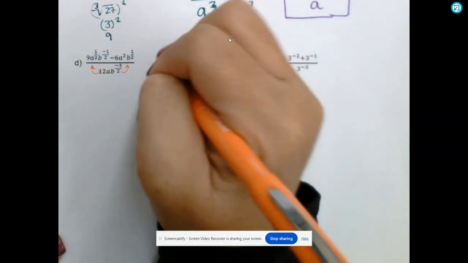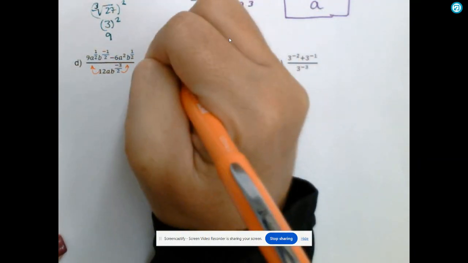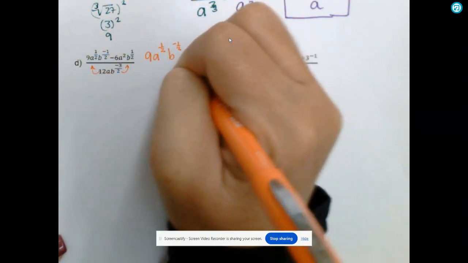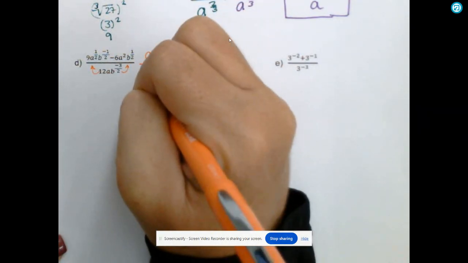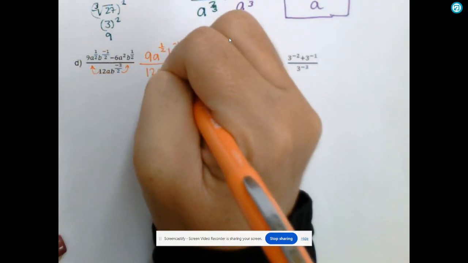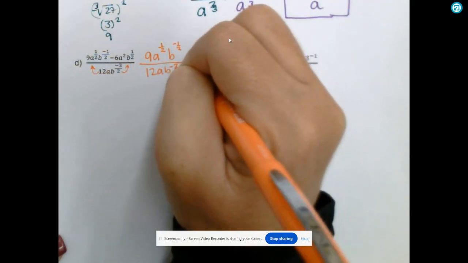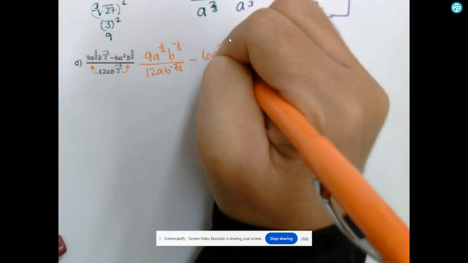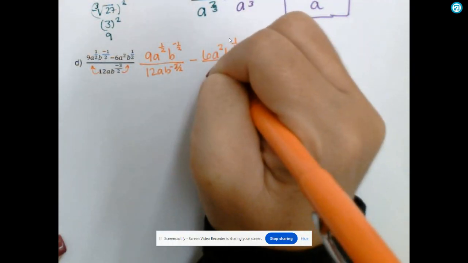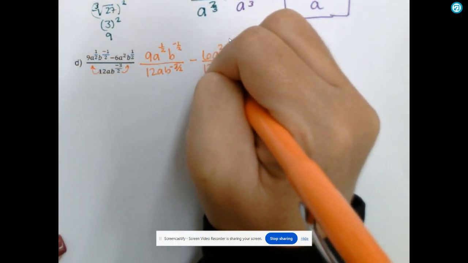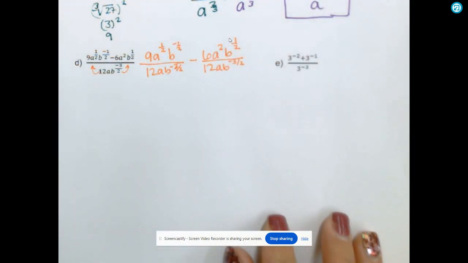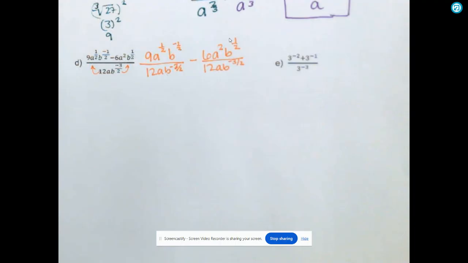So it's going to be 9 a to the 1/2 b to the negative 1/2 all over 12 a b to the negative 3/2, minus 6a squared b to the 1/2 over 12 a b to the negative 3/2. I'm just breaking it up, and we're just going to treat them individually and work down from there.